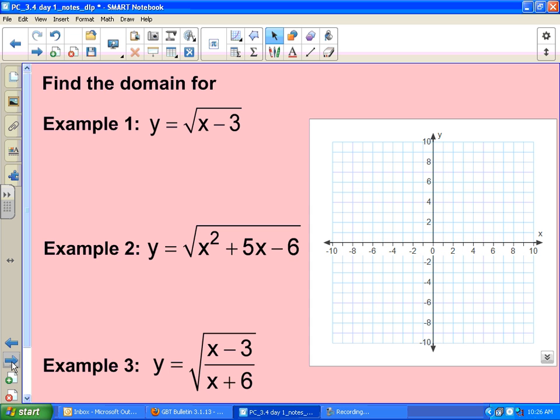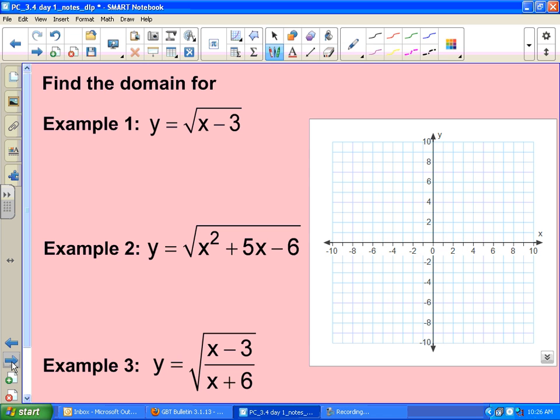So does anyone remember our rule for the square roots? What did we say for square roots, domain-wise? Has to be greater than or equal to 0. Can't have a negative underneath there. So we go back to sign charts if we're thinking about greater thans or less thans.